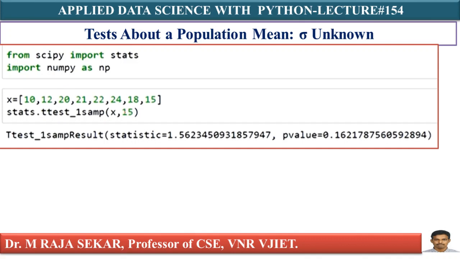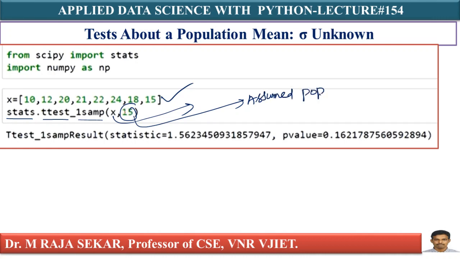Let me assume x is an array in which I am storing the numbers 10, 12, 20, 21, 22. These are my sample of numbers. The function for doing t-test is stats.ttest_1samp(x, 15). What is this x? My x is a one-dimensional array, and for this sample I want to perform the t-test. What is this 15? 15 is the assumed population mean.